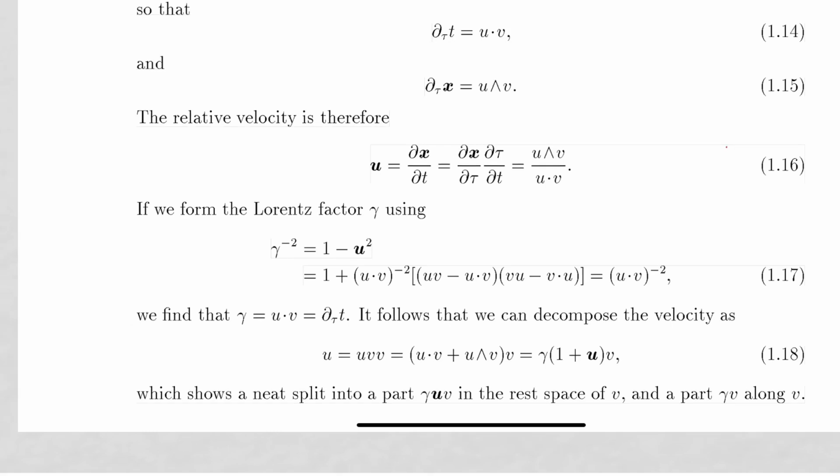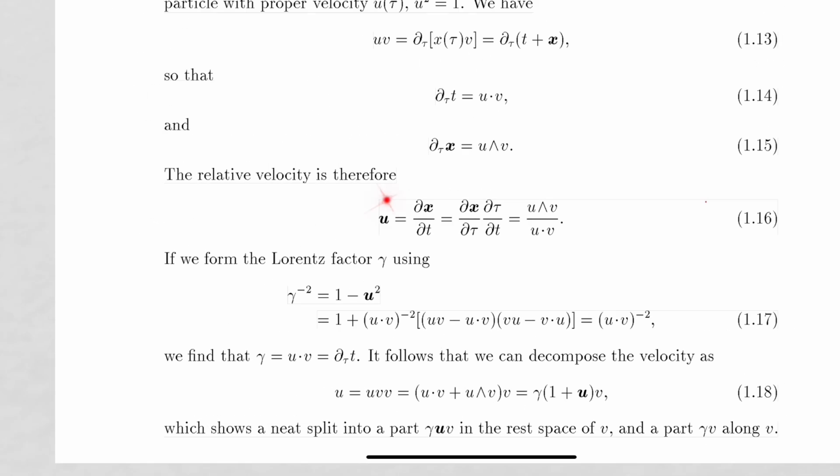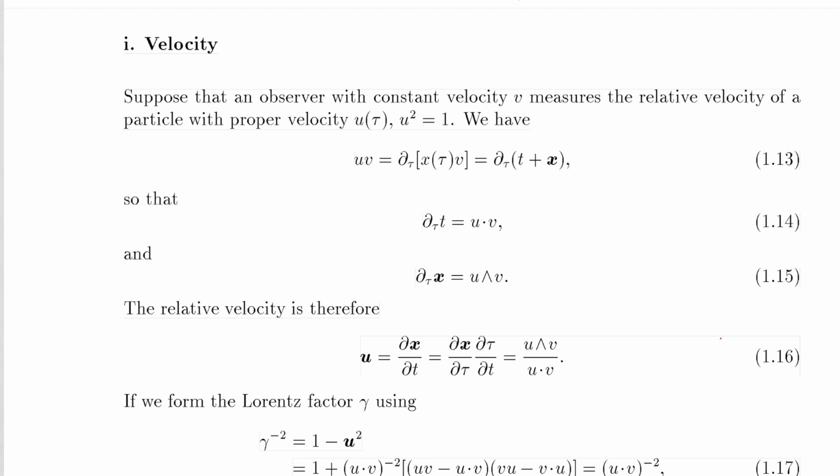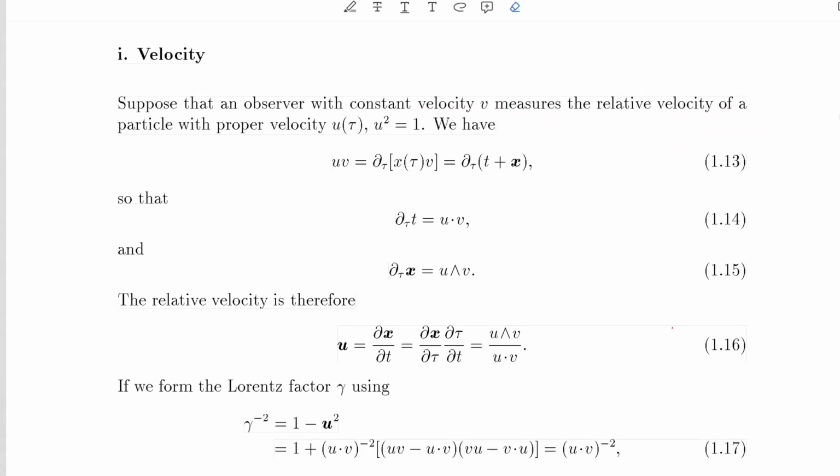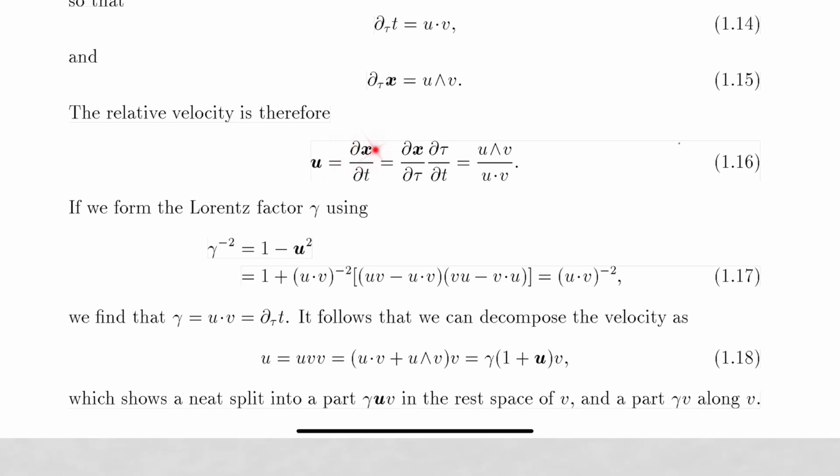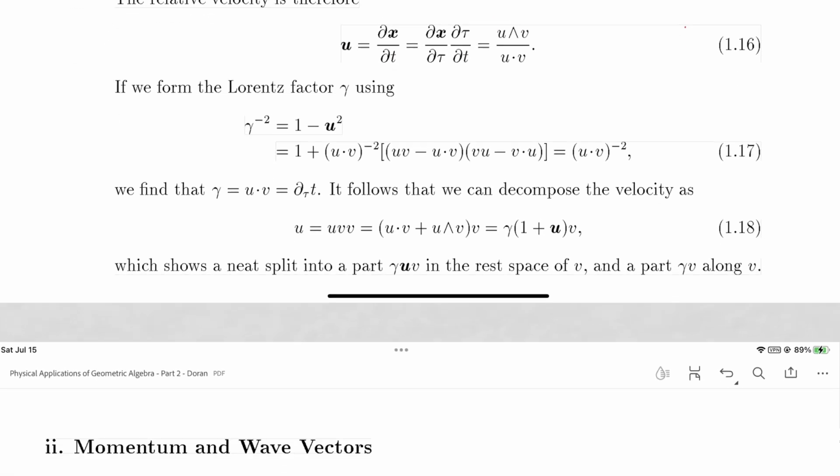So this is the answer to the question, by the way. Suppose the observer with constant velocity v measures the relative velocity of a particle with proper velocity u of t. When I say measures the relative velocity, that means v is wondering, if you were v, how fast would you see this guy moving in your spatial frame of reference? That's what this problem is asking. And the answer is, well, its position in your spatial frame of reference divided by your coordinate time in your spatial frame of reference. And that's what this answer is. So then they do something here.